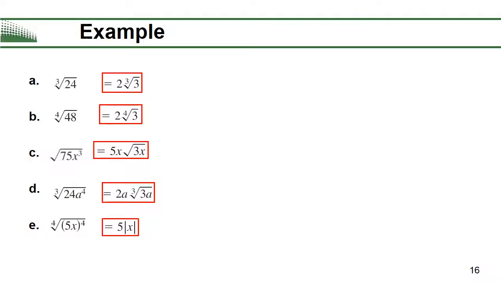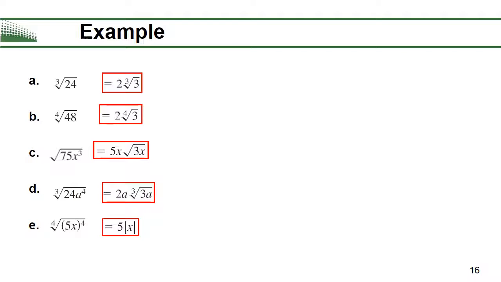We did the same thing with 48. If you break down 48, you're going to get 2 times 2 times 2 times 2, that's four 2's, times 3. That group of 4 2's gets to come out. And notice we only write it down one time for the entire group. The 3 didn't have anybody to come out with, so it has to stay under the radical.